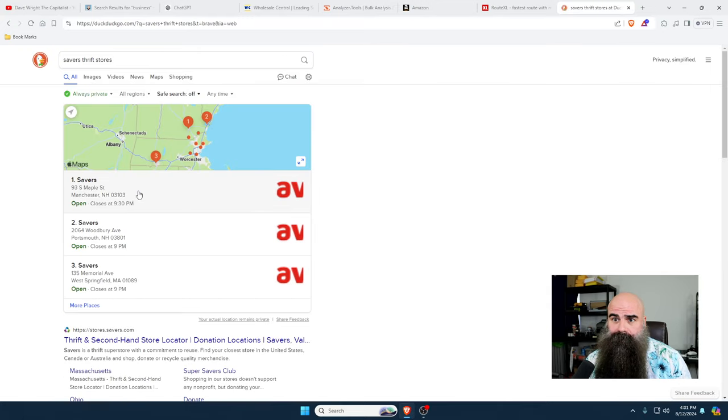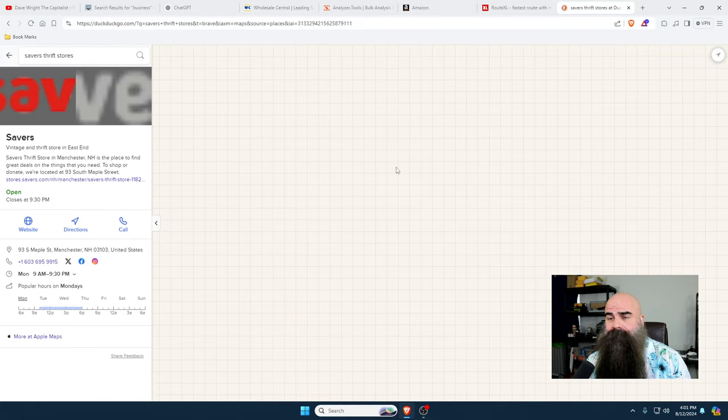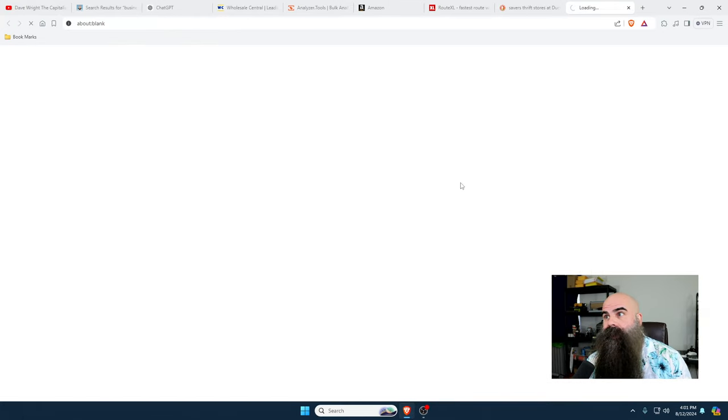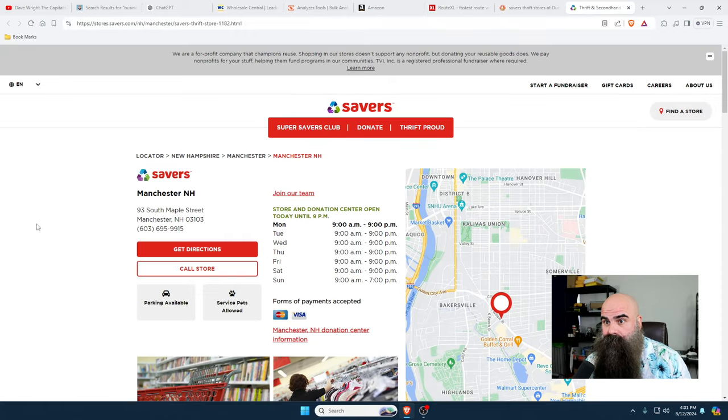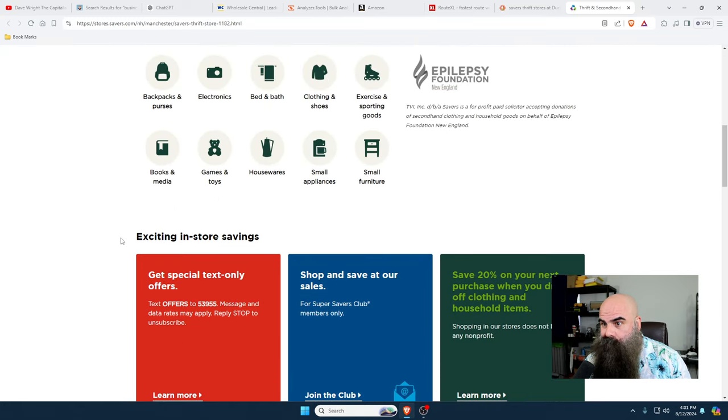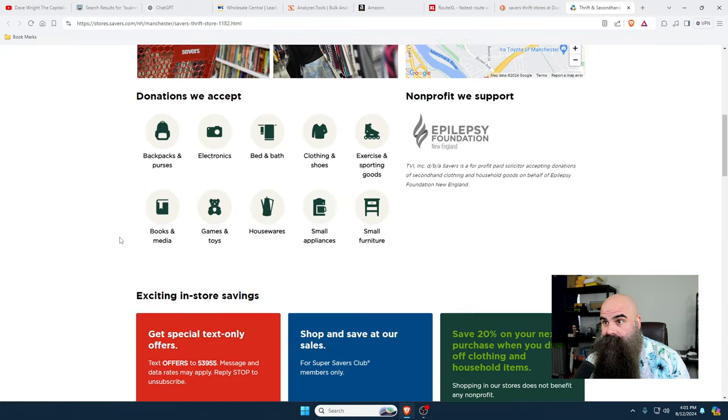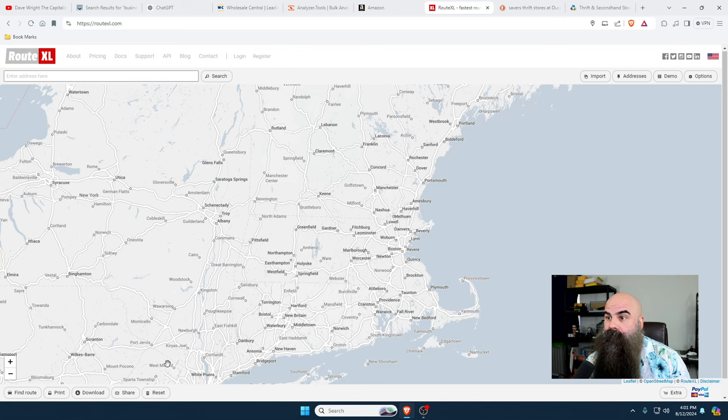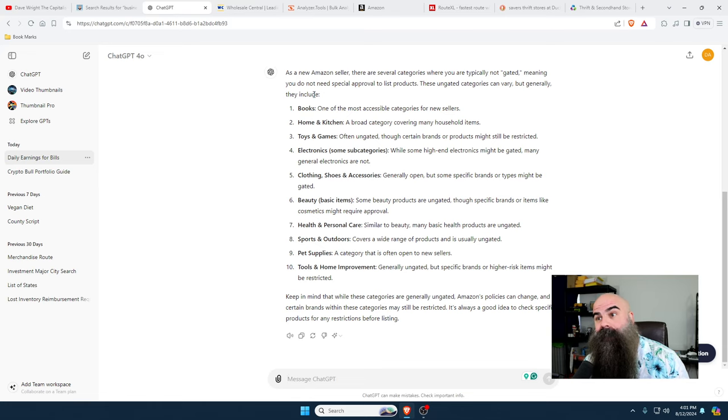So I'm sure you have something similar to this. We do have one in Manchester here. So we go to the website here. You could go to Savers. You could go to find a store, and you could put in all the stores in your particular area into this route thing and create a schedule for yourself to go to. And then you could go there and scan the ISBN numbers, which is the equivalent to UPC code.